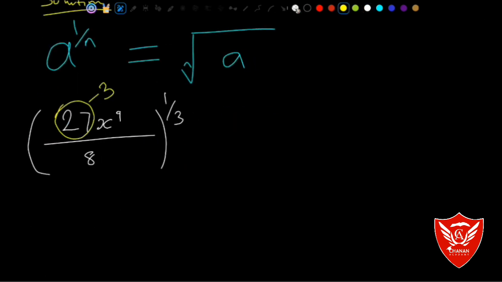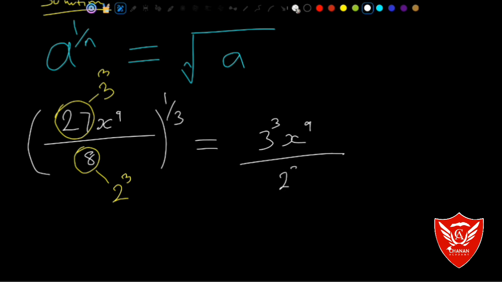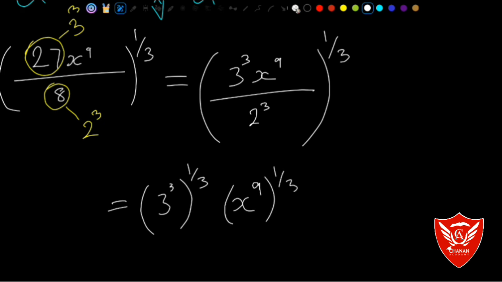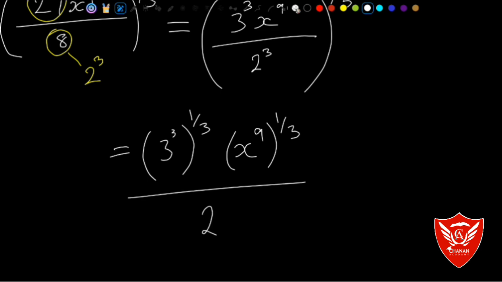27 can be expressed as 3 raised to the power of 3, and 8 can be expressed as 2 raised to the power of 3. So that means we are going to have 3 raised to the power of 3, x raised to the power of 9, all over 2 raised to the power of 3, all in bracket 1 over 3. We are just following the indices law to break down everything. So now let's open the brackets. We're going to have 3 raised to the power of 3 bracket 1 over 3, then x raised to the power of 9 bracket 1 over 3, all over 2 raised to the power of 3 bracket 1 over 3.